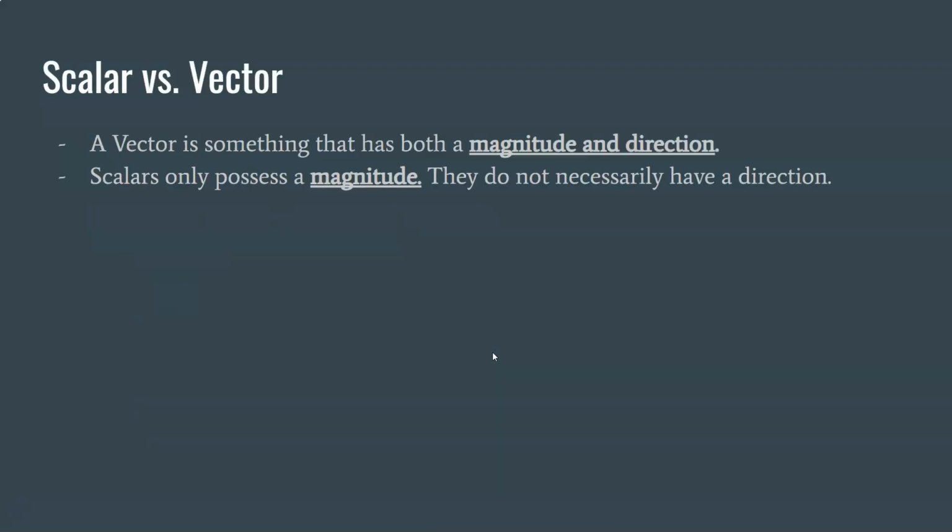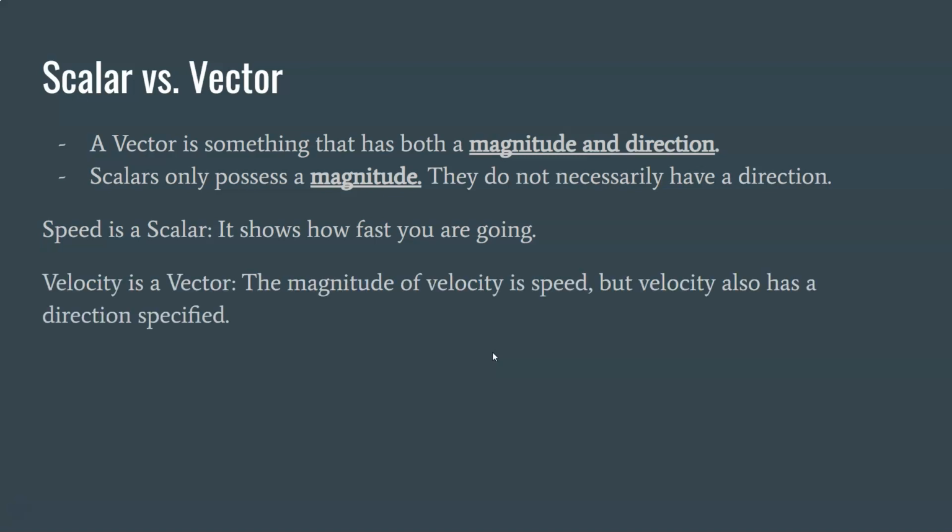So, scalars versus vector. A vector is something that has both a magnitude and direction. Right? Scalars only possess a magnitude. Magnitude is just the quantity of something you have. Right? So, speed is a scalar. It just shows literally how fast you're going. That is a quantity, your speed. Velocity is a vector. The velocity has a speed as a magnitude and a direction. So, velocity is a vector because it has magnitude and direction. The speed is the magnitude of velocity, but velocity has a direction.